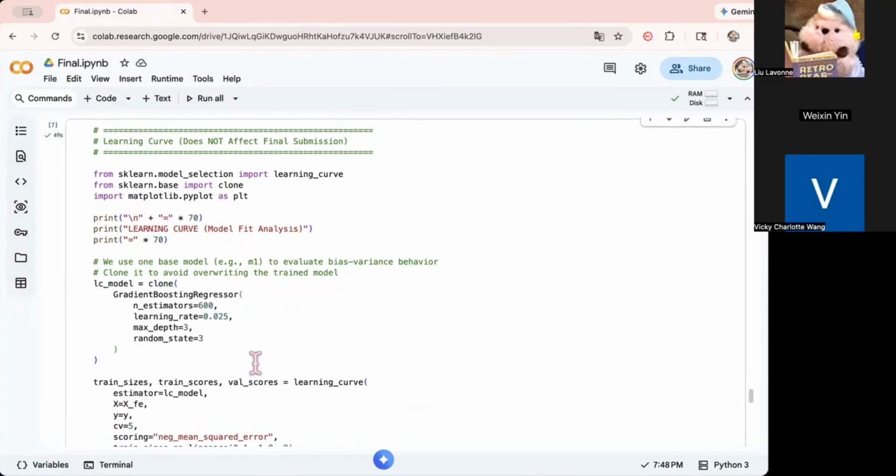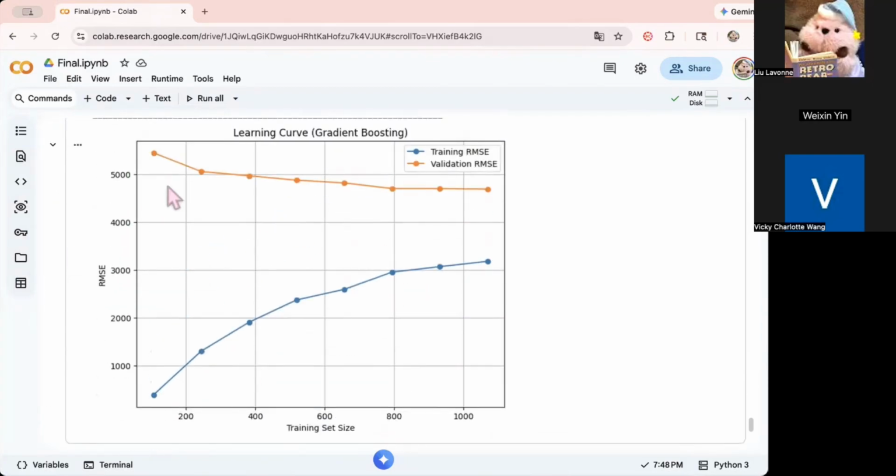Second, we analyzed model behavior using learning curves. The curves revealed a persistent gap between training and validation RMSE, indicating moderate variance. This suggests that the model was somewhat overfitting rather than underfitting. Importantly, both curves were relatively low and stable, which confirmed that bias was not a primary issue. Therefore, improvement efforts focused on variance reduction rather than increasing model complexity further.